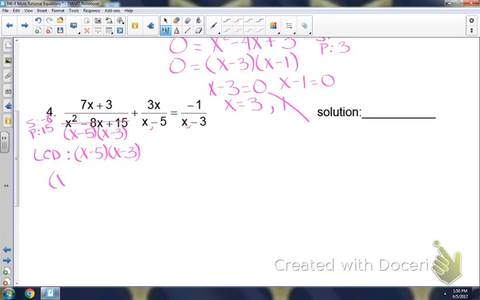So I'm multiplying everything by the LCD. Remember, if you factored it, to write the factored form.